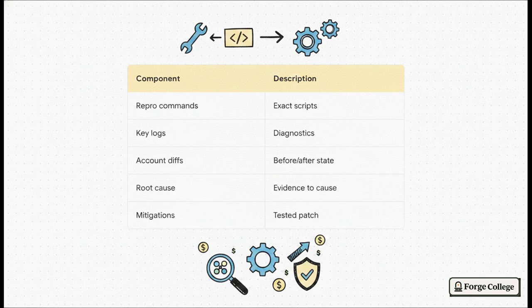It should include the exact commands to reproduce the failure. It absolutely must contain the key logs, including those explicit diagnostics from simulate transaction. It needs the account diffs, and make sure to include the raw base64 account data and timestamped evidence there. Next, you need a clear one-paragraph root cause that links the evidence straight to the failure. And lastly, document the tested mitigation that actually resolved the issue.